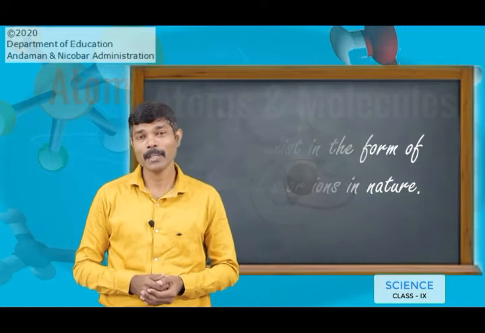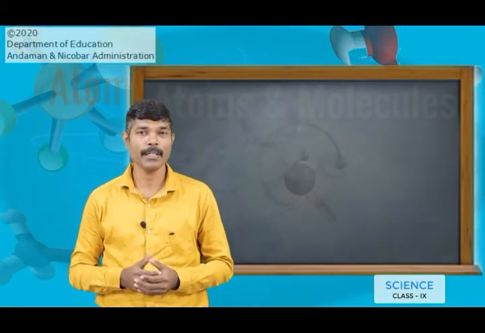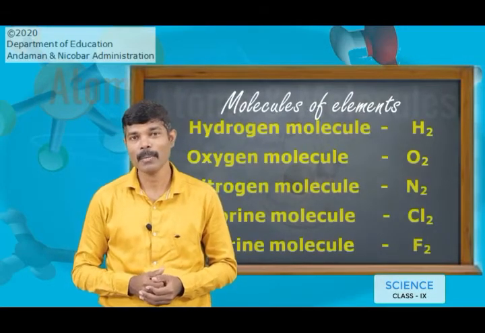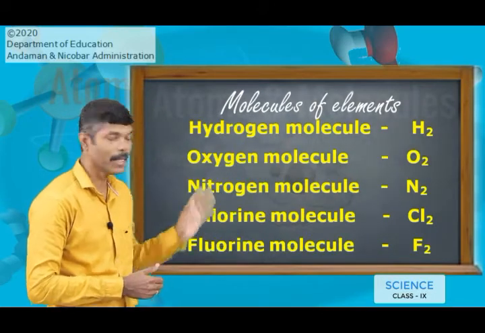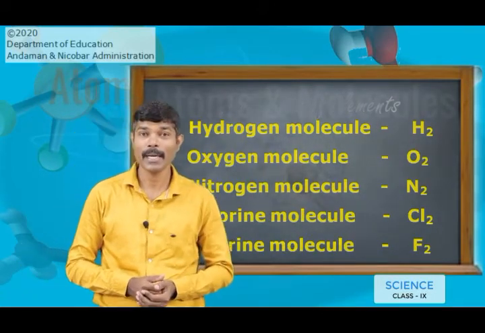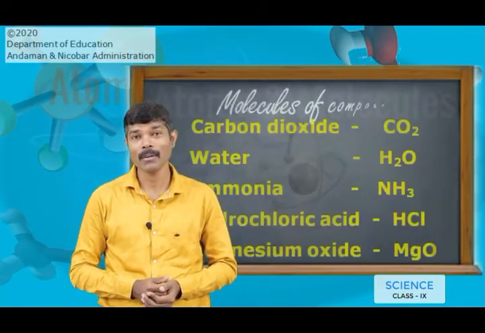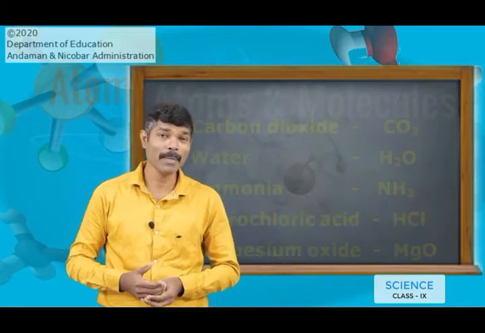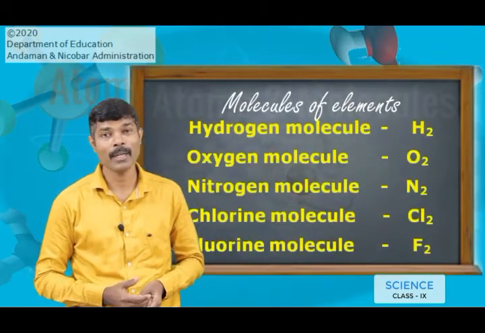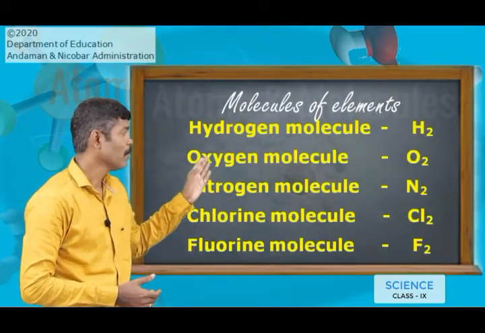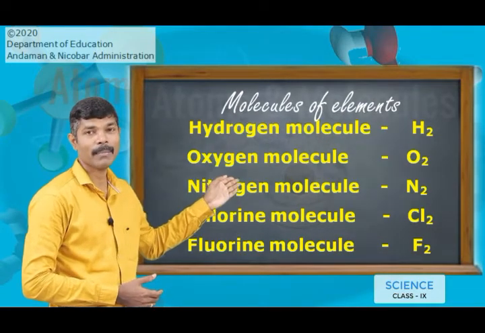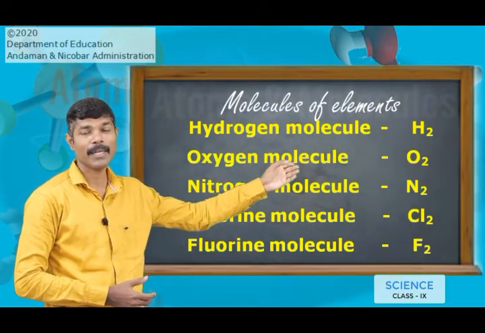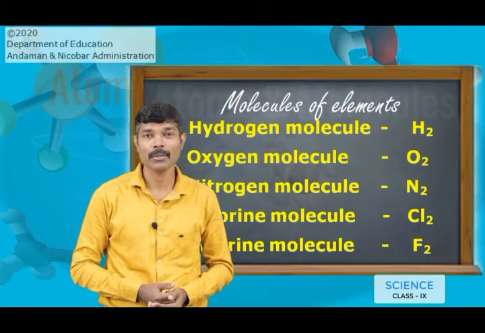We have classified the molecules into two different categories. One is the molecules formed by the elements, as you can see here. Similarly, we have seen what is a molecule of a compound. When two or more same type of elements combine, then we get a molecule. We call such molecules molecules of elements. For example, hydrogen, oxygen, nitrogen, these are the molecules of elements.